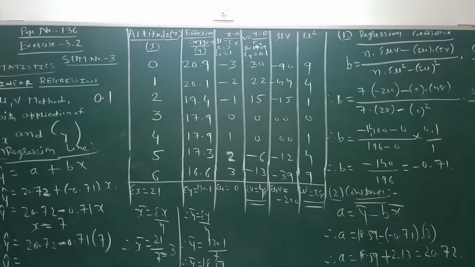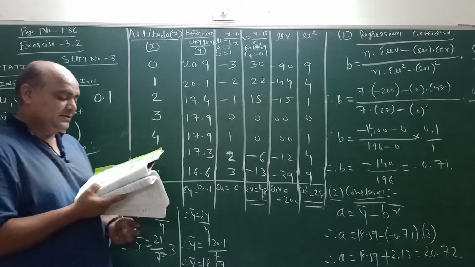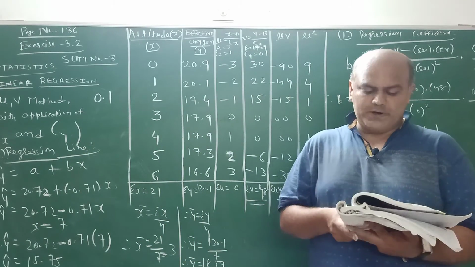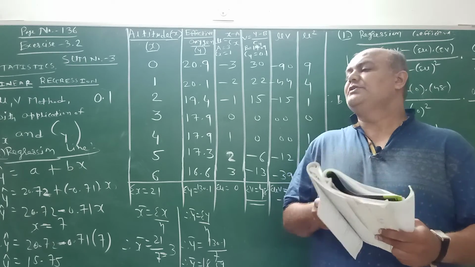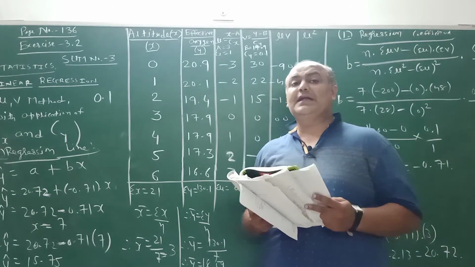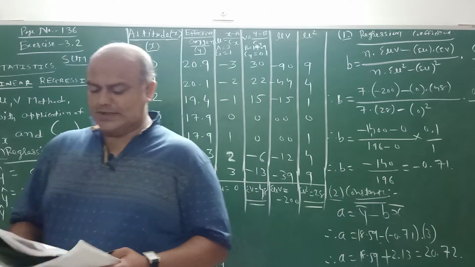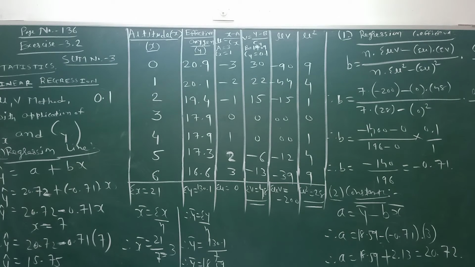So finally we got the answer 15.75. 0.71 into 7 is deducted from 20.72. At last we have to write that if the height or altitude is 7,000 foot, then the percentage of effective oxygen is 15.75%.